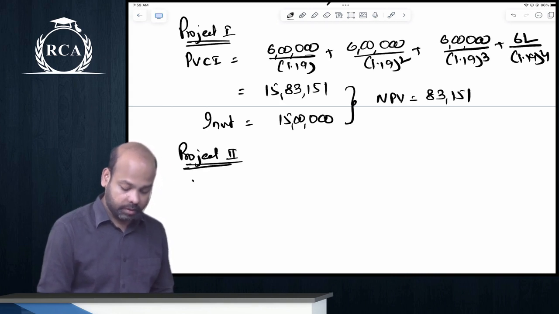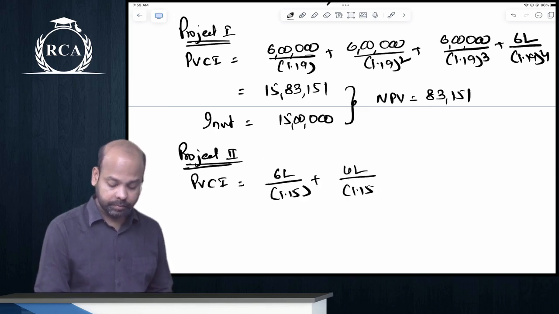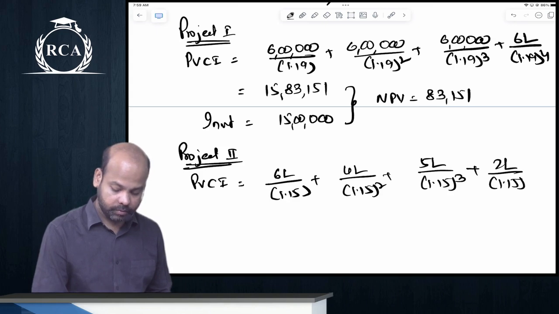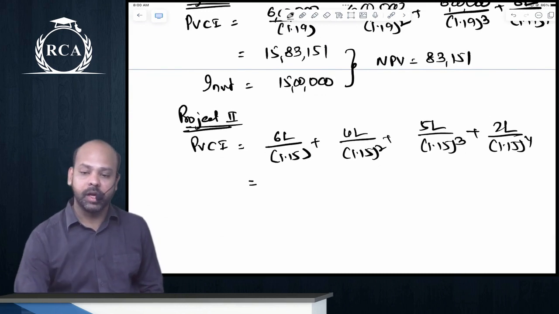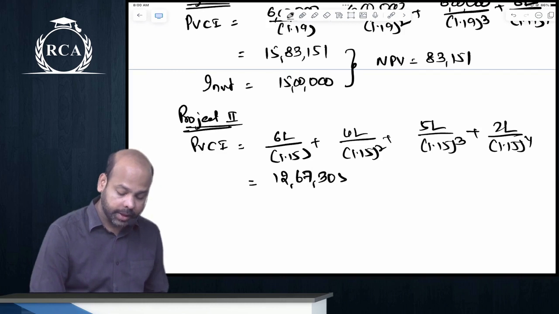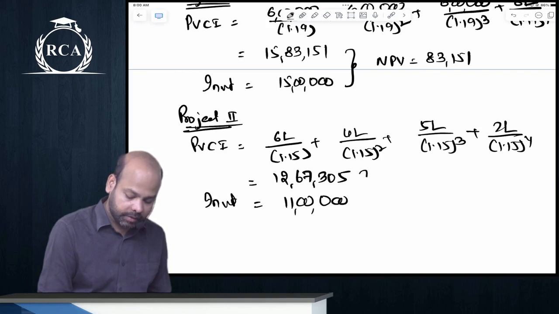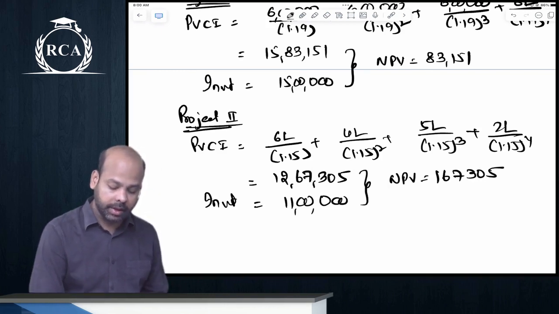Project 2, guys, PVCI, discounting rate 15% है ना? So your PVCI as such beta will be equal to how much, guys? 305. Investment is 11 lakhs, guys. So your NPV beta is 1 lakh 67,305 rupees.